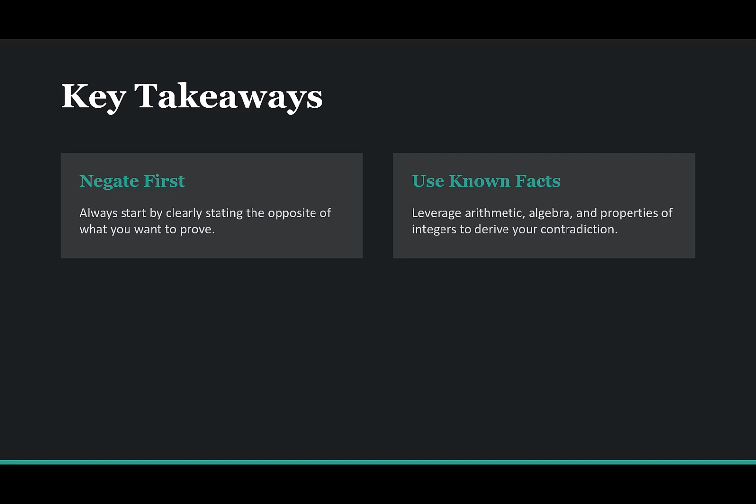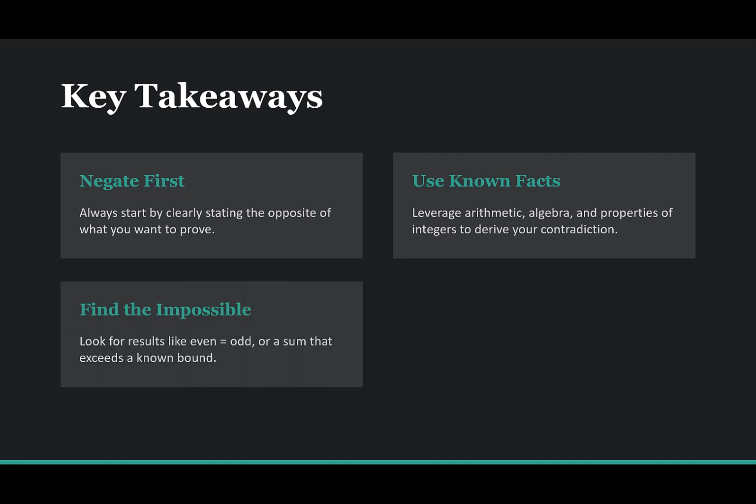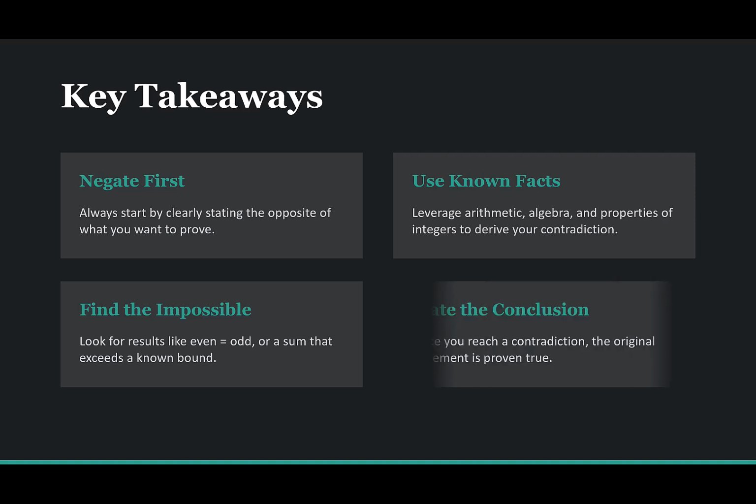That's the hard part, figuring out which facts you need to use for the proof you're trying to do. From there, you want to find the impossible, so you're looking for results that don't make sense, like an even being equal to an odd or a sum that exceeds a known bound. Once you reach a contradiction, the original statement is proven to be true, and you can state your conclusion and wrap up the proof.